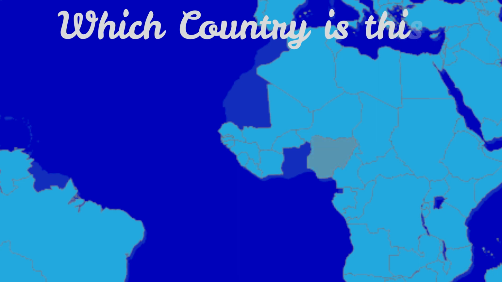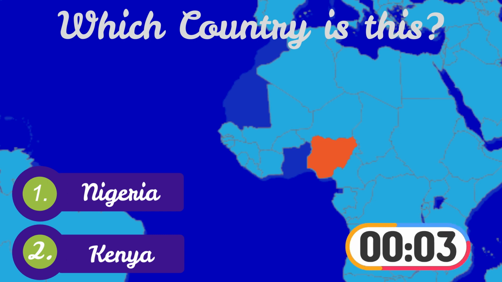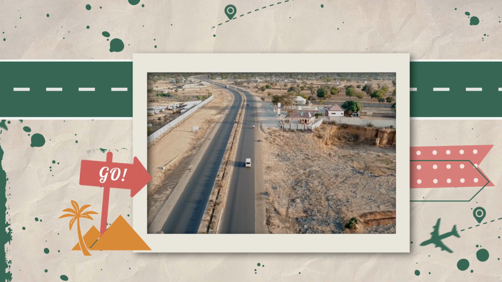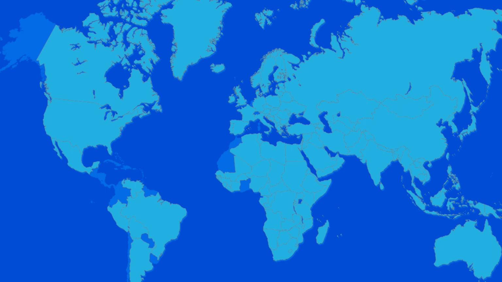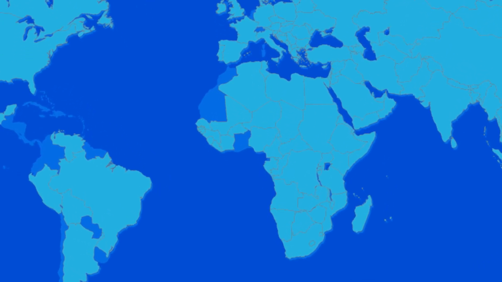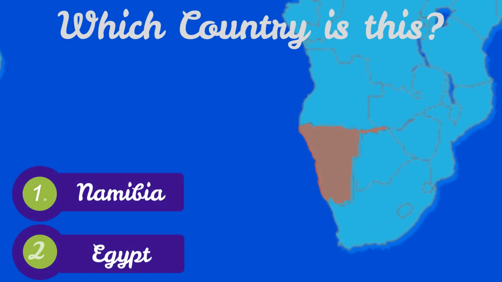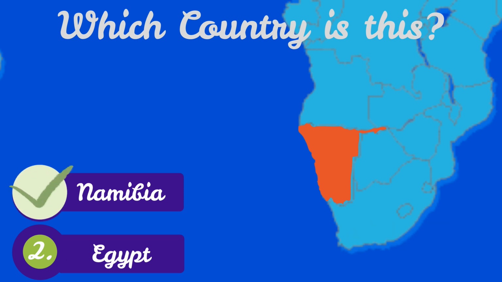Which country is this? Nigeria or Kenya? This is Nigeria. Abuja is the capital of Nigeria. Which country is this? Namibia or Egypt? This is Namibia. Windhoek is the capital of Namibia.